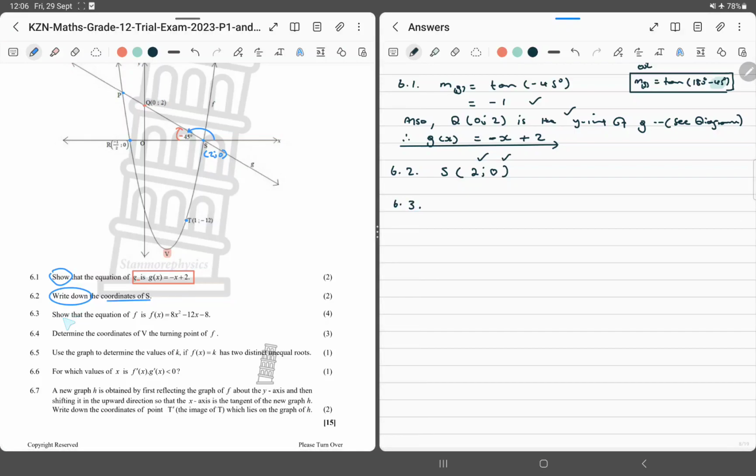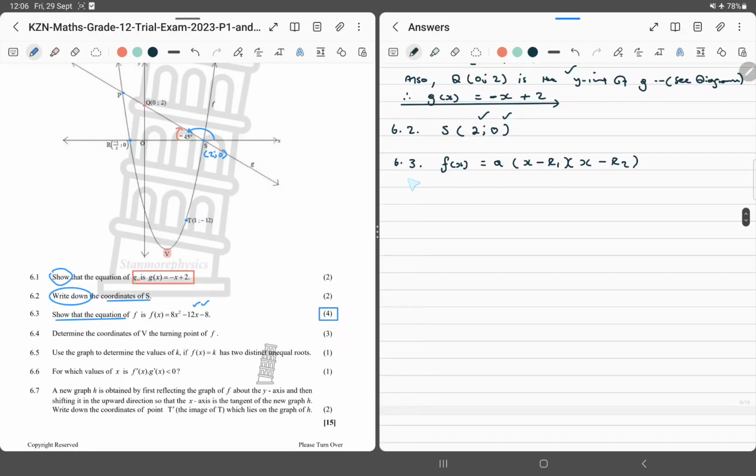6.3. What is the story there? It says now show. The equation of f is like this. So now that is a bit of a situation. But the good thing is we've got two x-intercepts and a point on the graph of f. So this is easy. We can say that f of x is a into x minus the first root into x minus the second root. So we're doing the root form of our f. This implies that our f is going to be a into x minus minus a half into x minus 2. So that is great. And then we can say through point T, which is (1; minus 12), it is such that minus 12 is equal to a into 1 plus a half into 1 minus 2.